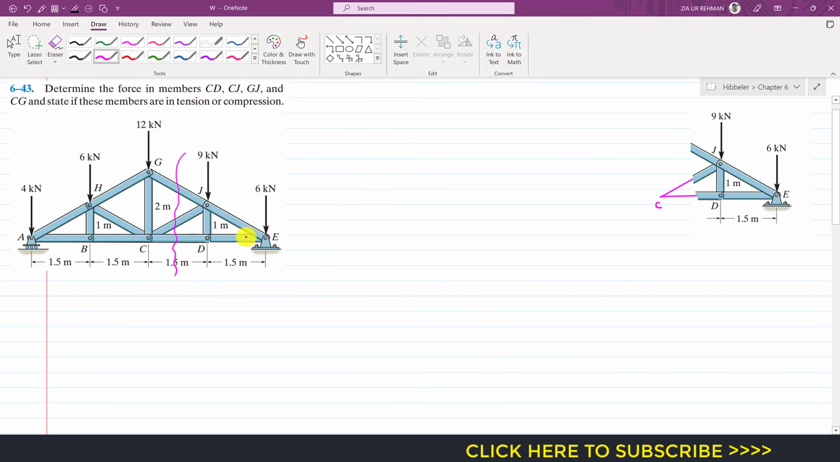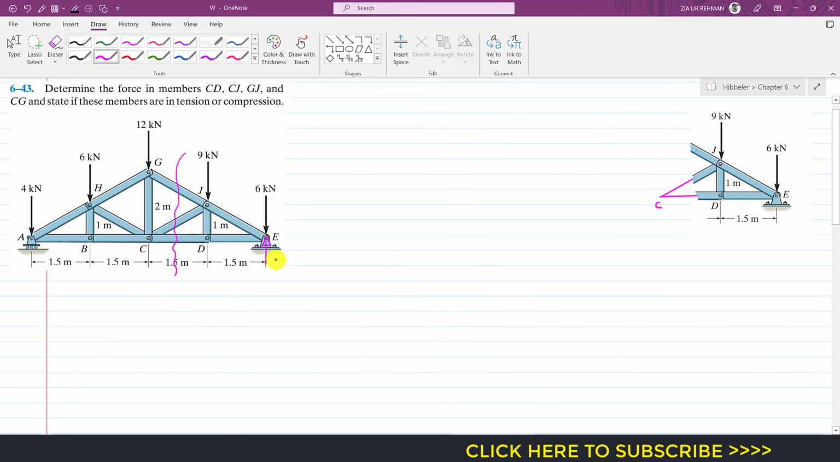CG force. So if I pass a cutting section, after that I am going to consider the right hand side of this cutting section. So this will be a free body diagram, and if we are considering this right hand side, then we need to determine the reaction forces at this point E. We are not required to determine the support at point A, we are only required to determine the reactions at point E.